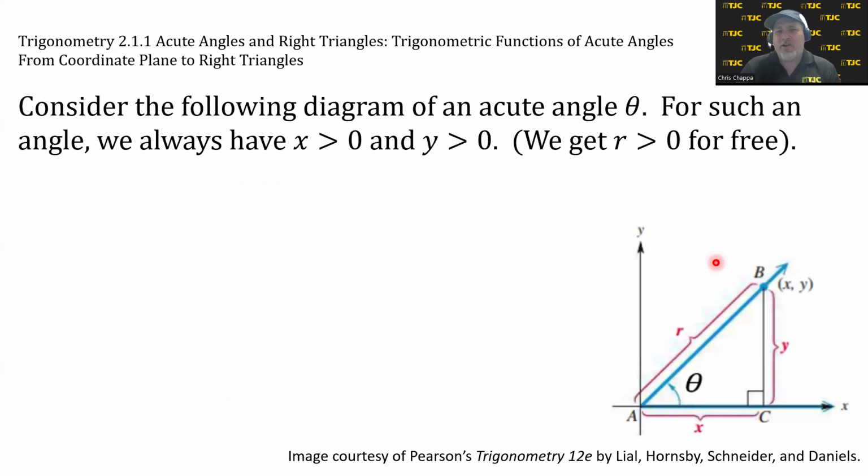Consider the following diagram of an acute angle theta. For such an angle, we always have x greater than 0 and y greater than 0. We get r greater than 0 for free. Because it's an acute angle, on the coordinate plane, it would be in quadrant 1. And this is the picture that we've seen many times before.